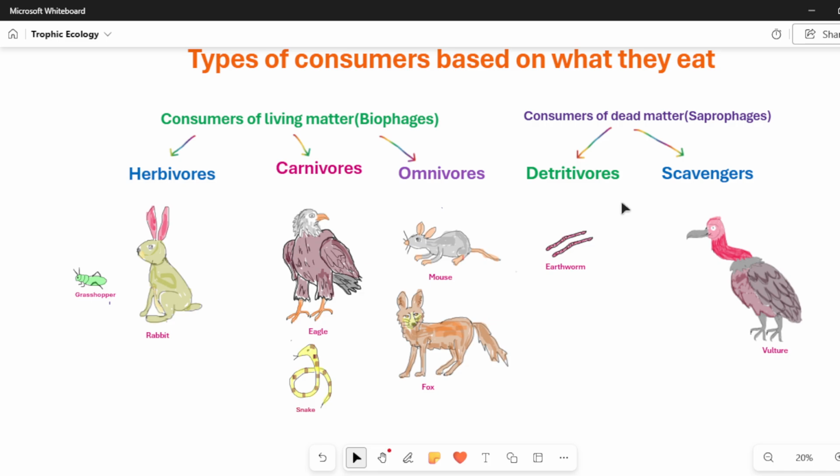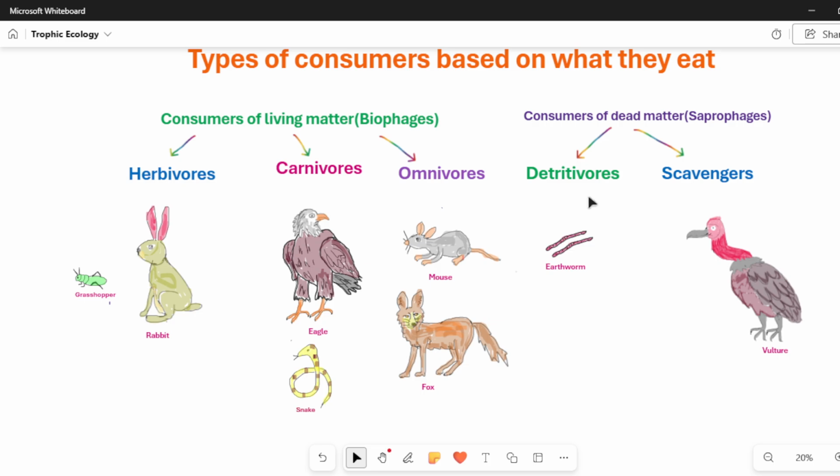Now under the consumers of dead matter, that is saprophages, we have two types. One is detritivores and the other is scavengers. Scavengers, you know, the vulture is a scavenger. It looks for dead animals and eats their flesh. It does not hunt living animals to eat them. It looks for dead organisms and eats them.